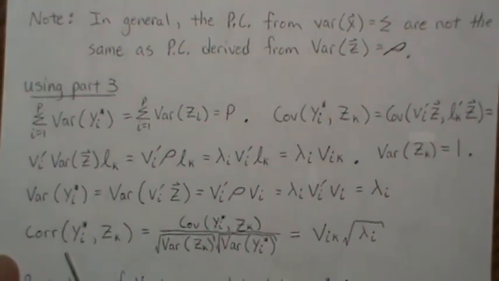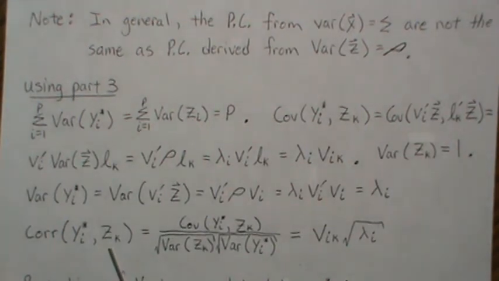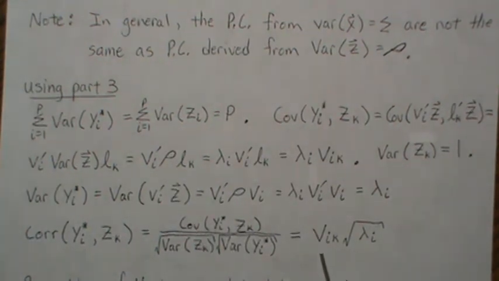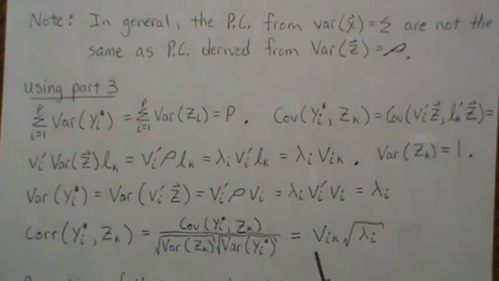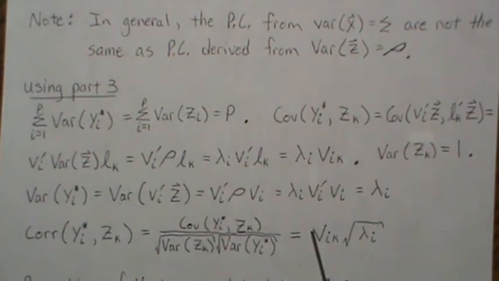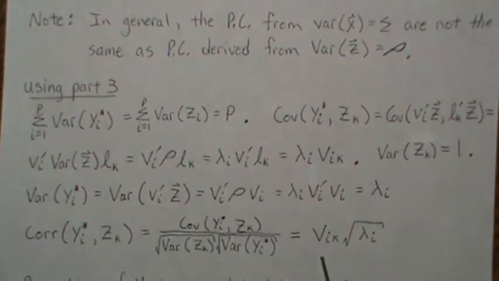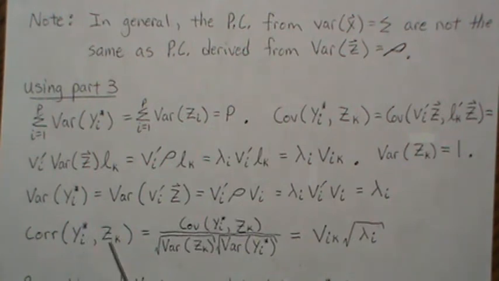The correlation between the ith standardized principal component and the kth standardized variable is, this is the formula, and then plugging in what we have up here, it's this. So the coefficient of that eigenvector actually tells us a lot about the correlation between the ith principal component and the kth random variable.